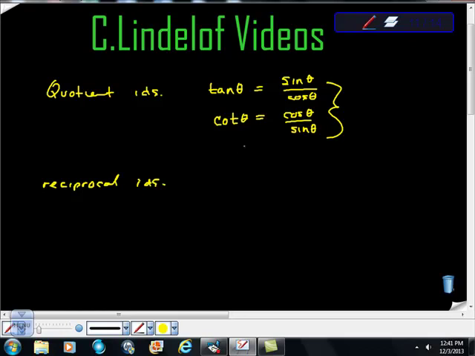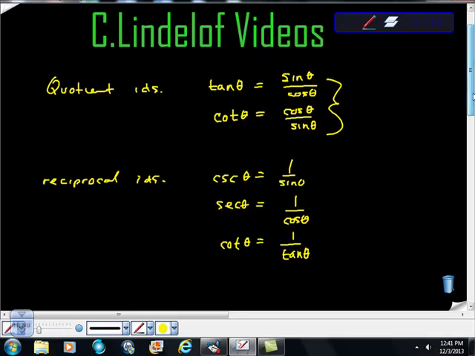And the reciprocal IDs are really straightforward. It's cosecant theta is equal to 1 over sine theta. Secant theta is equal to 1 over cosine theta. And lastly, cotan theta is equal to 1 over tan theta. And again, the point here is that any place that we find cosecant theta, we can replace it with 1 over sine theta or vice versa.